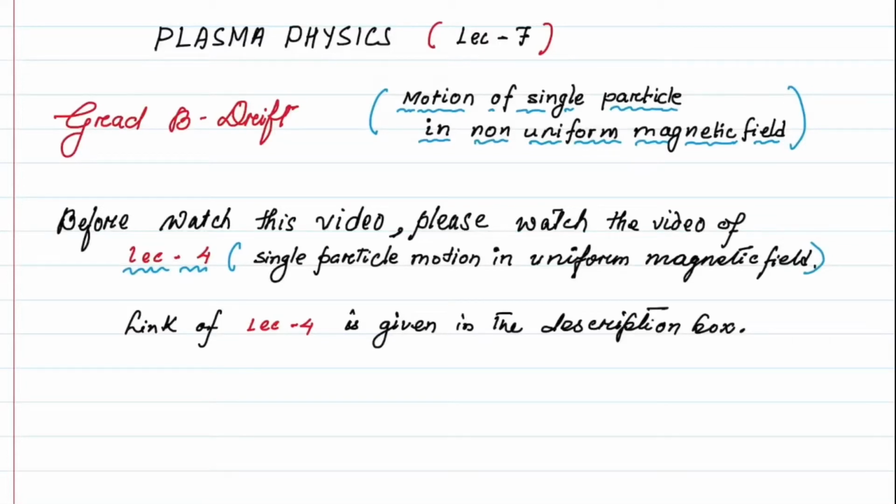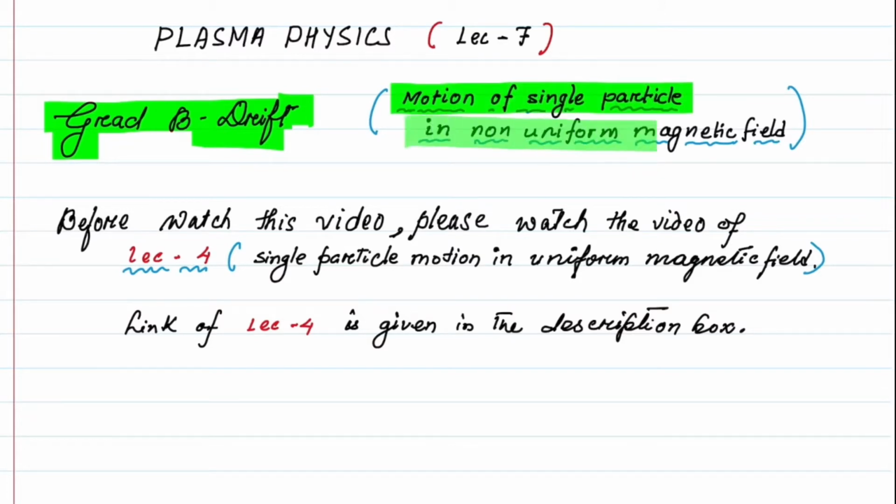Hello friends, in this video we are going to discuss Grad B drift, or you can say motion of a single particle in a non-uniform magnetic field.